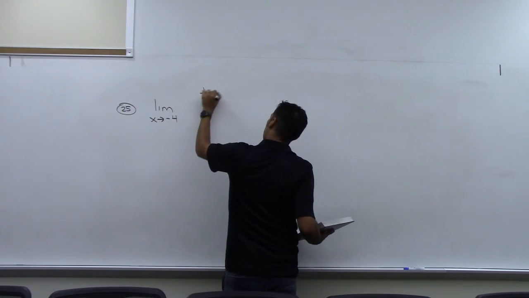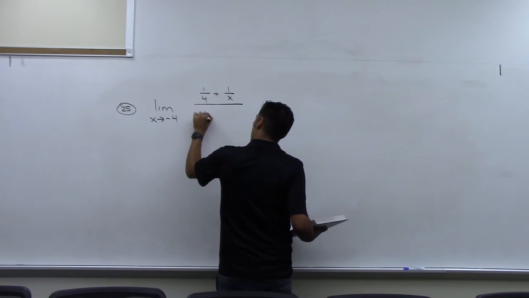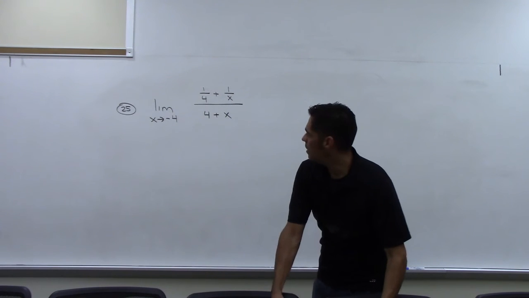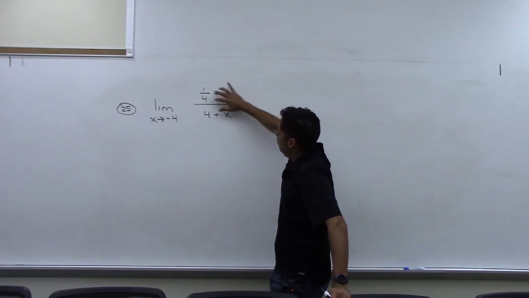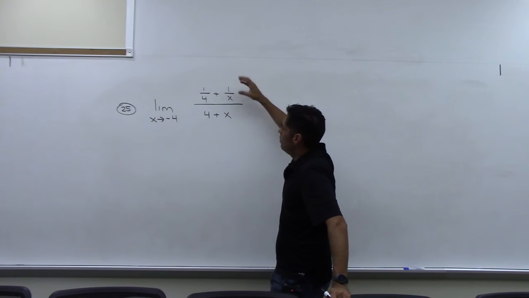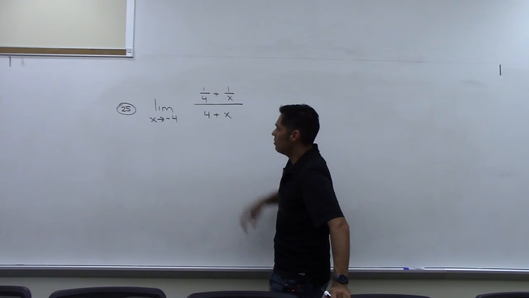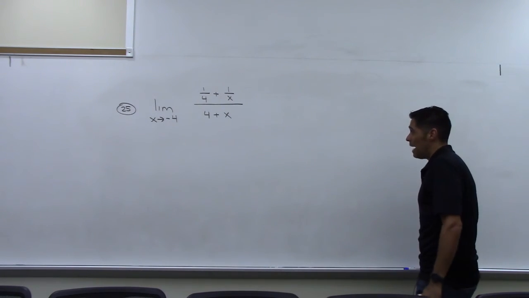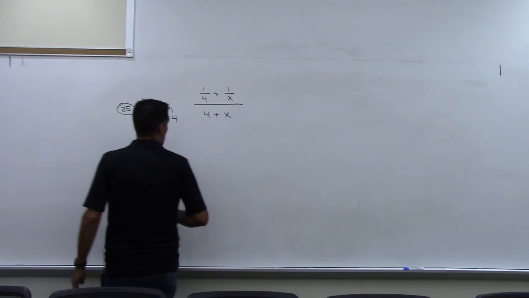One-fourth plus 1 over x, over, wait, is that one? Yeah, 4 plus x. All right, check it real quick. What happens when x becomes negative 4? Here we get negative 1/4. 1/4 plus negative 1/4 is going to be 0. 4 plus negative 4 is 0. So we do get 0 over 0. It's bad. And I don't see any factoring I can do. I don't see a square root, so I'm not thinking conjugate.